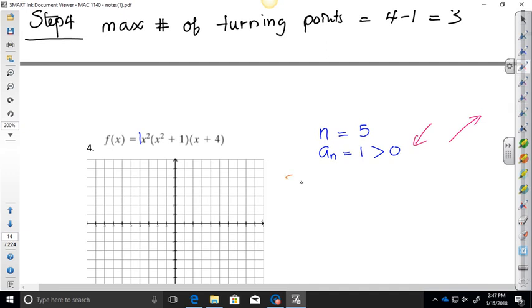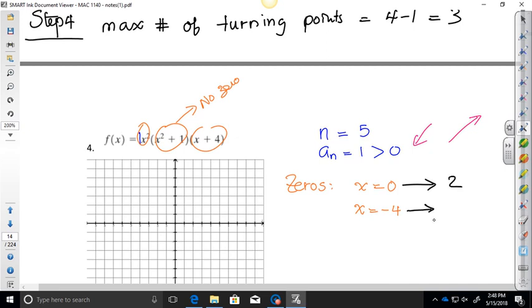Okay, zeros. From here, 0. From here, none. From here, -4. So from each factor, that's where you're getting the zeros. No 0 from there. Multiplicity? 2. Multiplicity? 1. Right? So what does it do? 2 touches. 1 crosses.